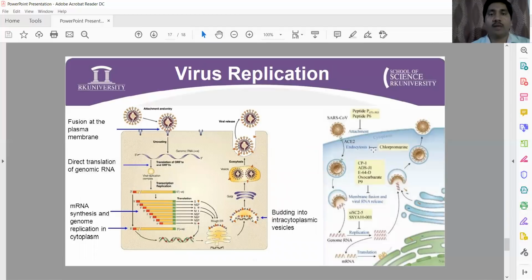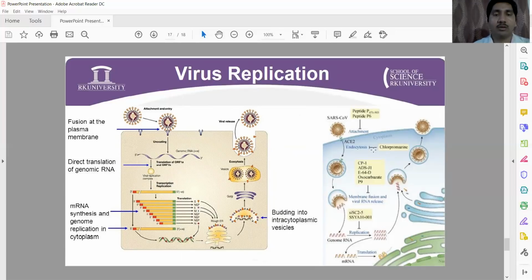Let us now come to the virus replication. This will give you a better understanding of how the virus replicates in the host, and how and why it is so dangerous, and it can also give you an idea about what can be the target sites for controlling the virus.